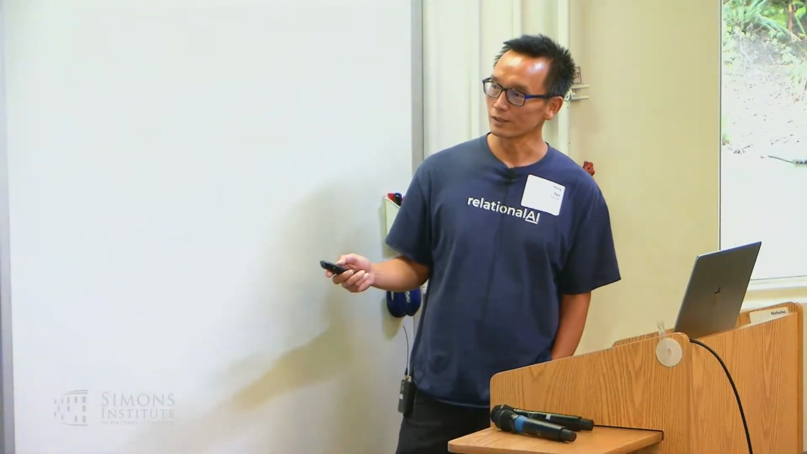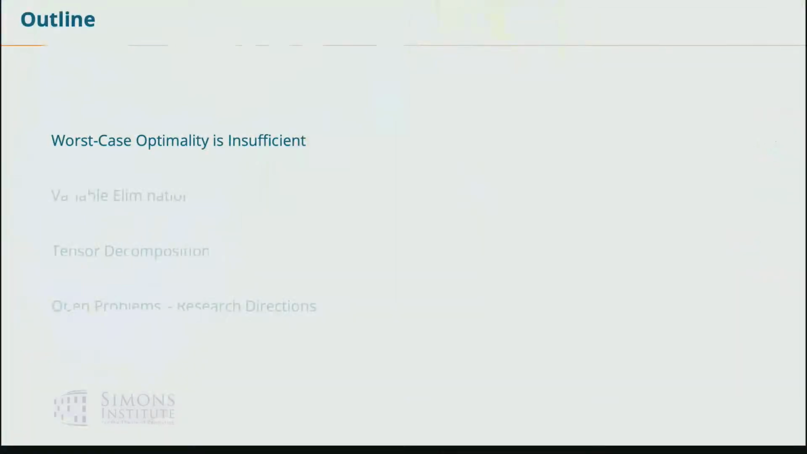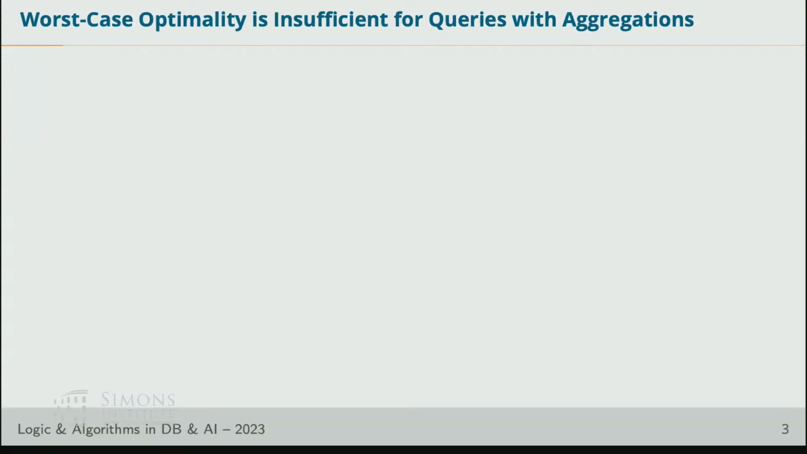So far we have discussed two problems, or two formulations. One is the worst case output size bound of a given full conjunctive query, and the other is an algorithm to achieve the runtime that is predicted by the bound. And now let's look at more practical queries and see why worst case optimality is simply insufficient to capture real queries. So here are some examples.